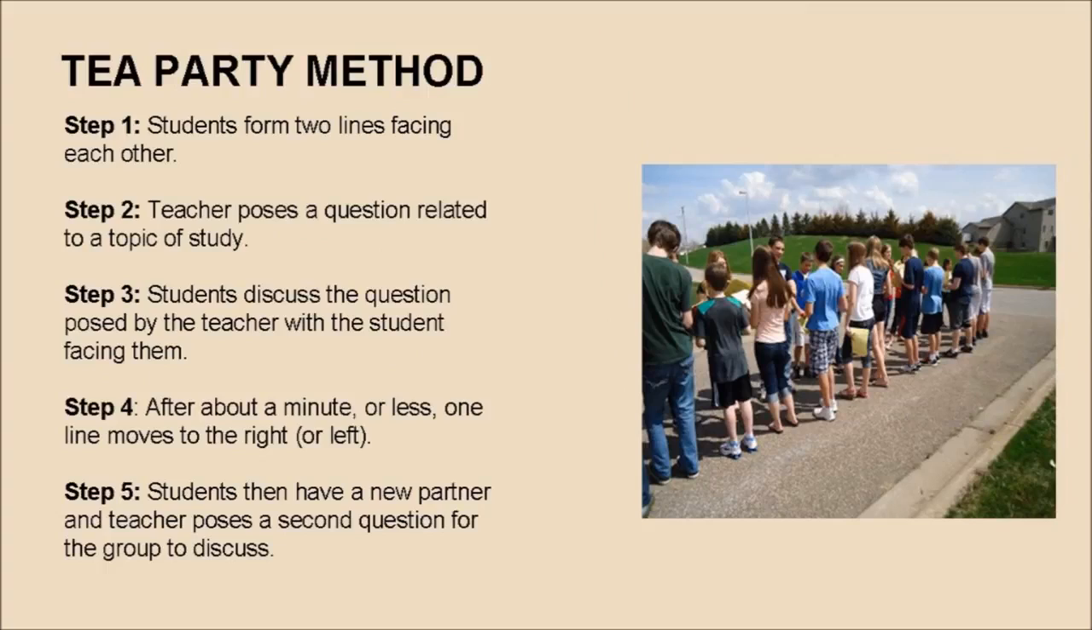Tea party method. Step 1. Students form 2 lines facing each other. Step 2. The teacher poses a question related to a topic of study. Step 3. Students discuss the question posed by the teacher with the student facing them. Step 4. After about a minute, or less or more, one line moves to the right or left. Step 5. Students then have a new partner and the teacher poses a second question for the group to discuss.